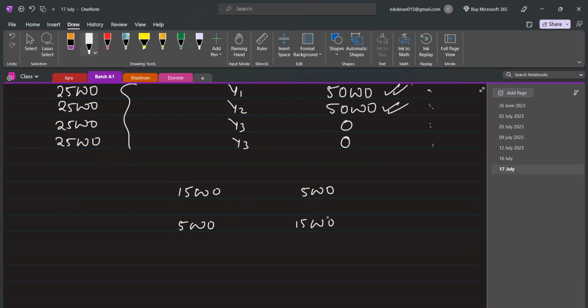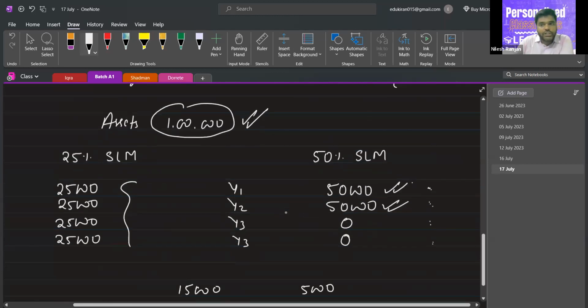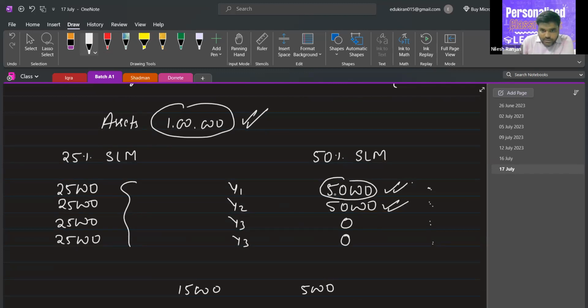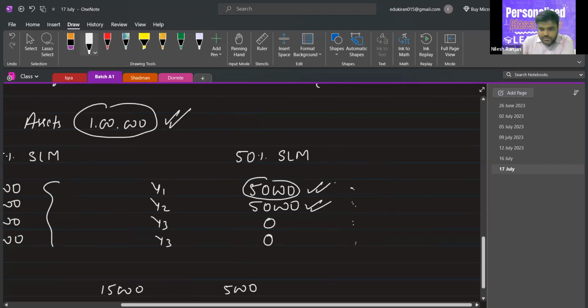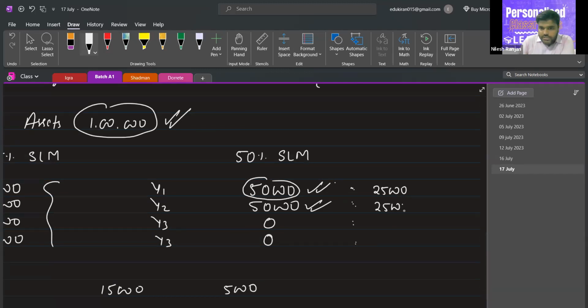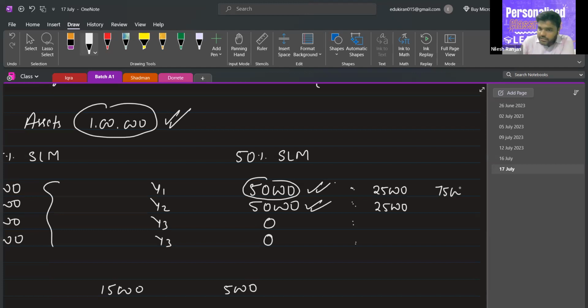Yes, sir. So due to this difference, a tax liability or asset is incurred. Let's say here, if we save 30% tax on the difference, how much is the difference? 25,000 in the first year, 25,000 in the second year. Yes, sir. So we are paying less tax of 7,500.